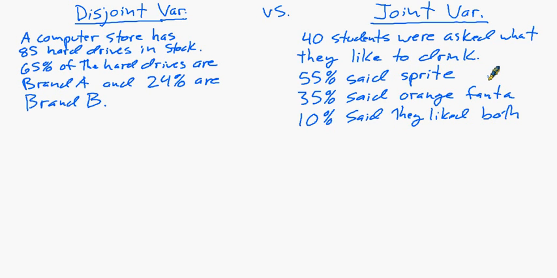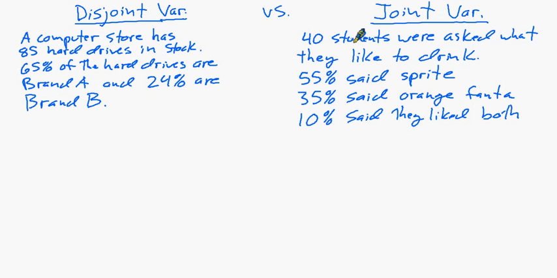So what makes this a joint variable, and this a disjoint variable? Well, it all comes down to when you randomly select one. So over here, if you were to randomly select one hard drive, could it be both brand A and brand B? No. It can't be both. It's either one or the other. That's disjoint.